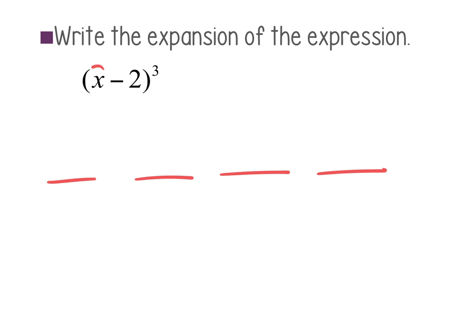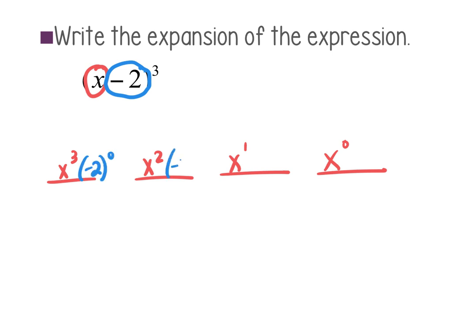Then I'm going to take my first term and raise it to the highest exponent down to 0. So this is going to be x to the 3rd, x to the 2nd, x to the 1st, x to the 0. And then you're going to take your next term, and that next term is a -2. The negative stays with it. And we're going to do the opposite order. So you can either start from the end and work your way down, or start from 0 and work your way up.